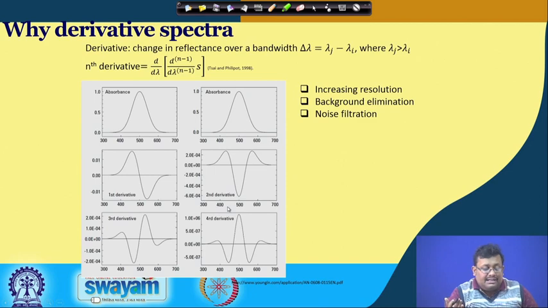So, what is the reason behind that? There are a couple of reasons. First of all, increasing resolution, then background elimination. You can see there are several background features which we can eliminate by taking the higher derivatives, and also we can do some noise filtration. For example, when we are taking the spectral scan in the field, or in the lab, there may be some ambient light source, and that ambient light can create some interferences. This type of interference can be nullified by using spectral pre-processing.